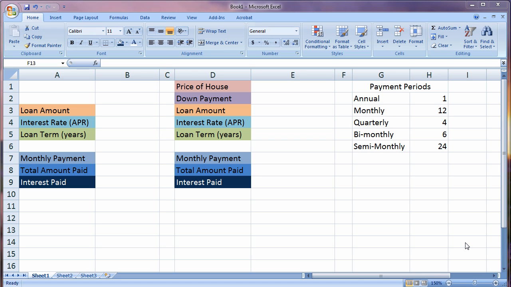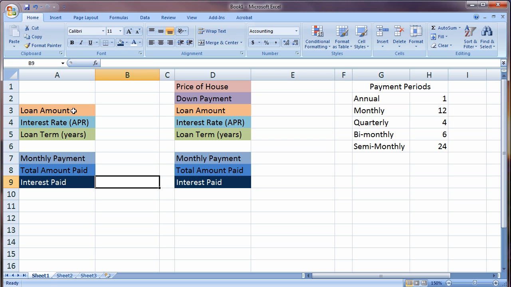Today we're going to talk about the payment function in Excel. I love this function. I use it all the time. Anytime I'm looking to borrow any money, I want to know the whole story, not just the monthly payment, can I afford it, but how much am I paying for the entire loan and how much is the bank going to earn for the privilege of loaning me the money.